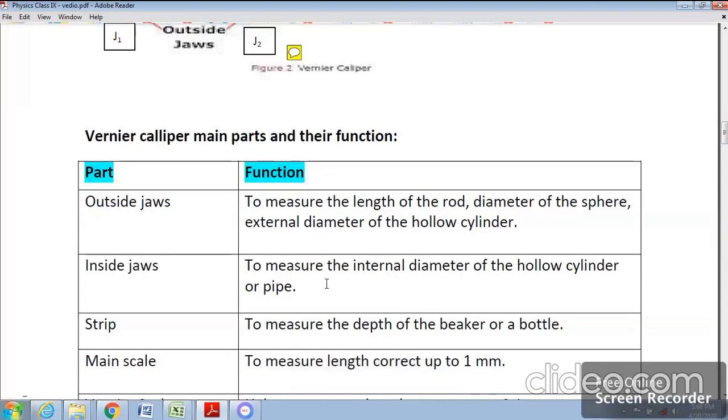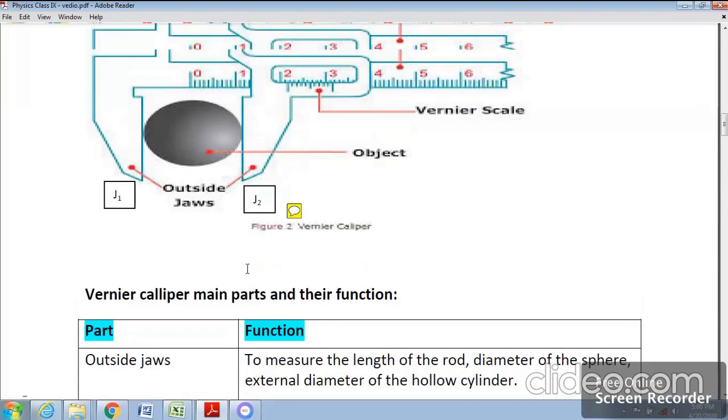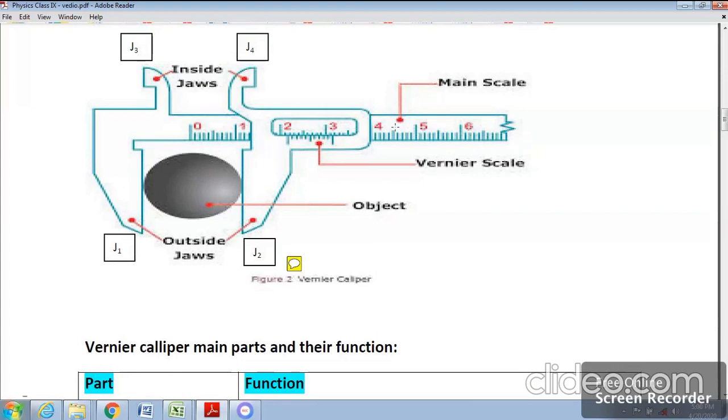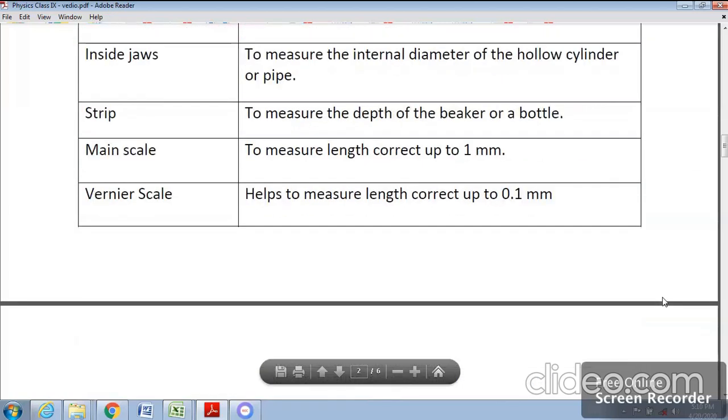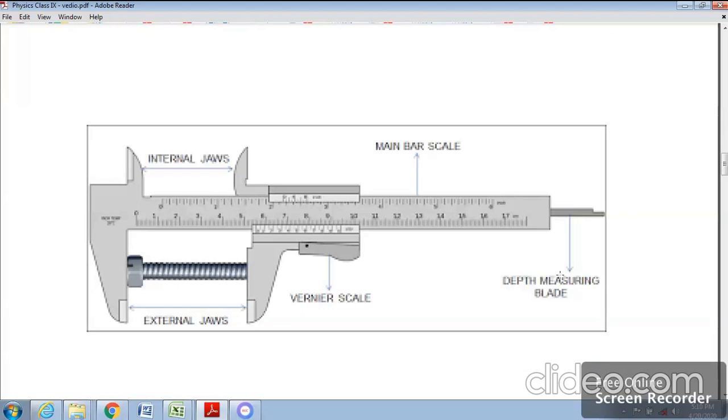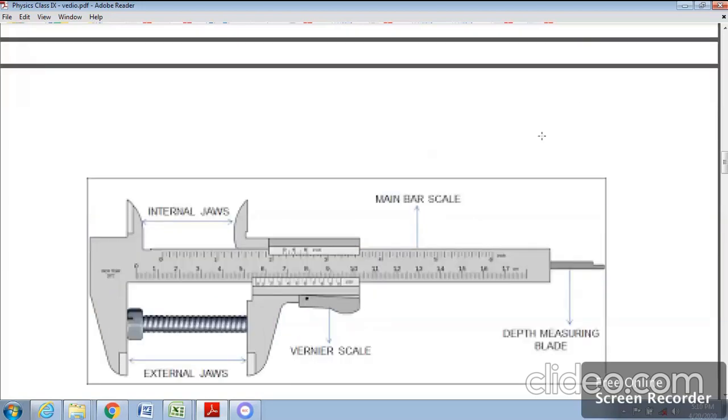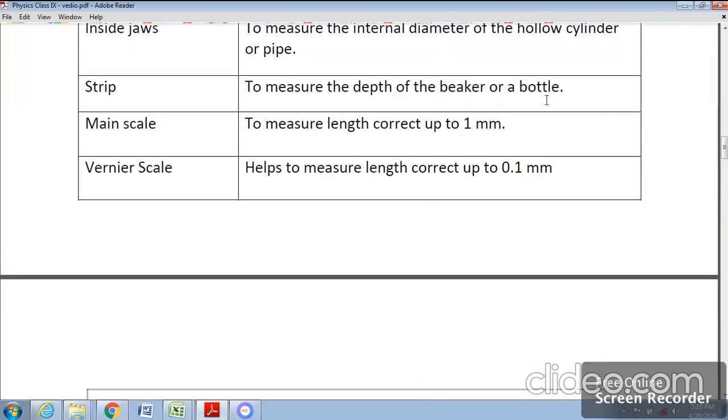The next part is the strip. It is there behind the main scale, and the function of the strip is to measure the depth of a beaker or a bottle. So this you can see, this is at the back of the main scale, that is called the strip, with which we can measure the depth of a beaker or a bottle.